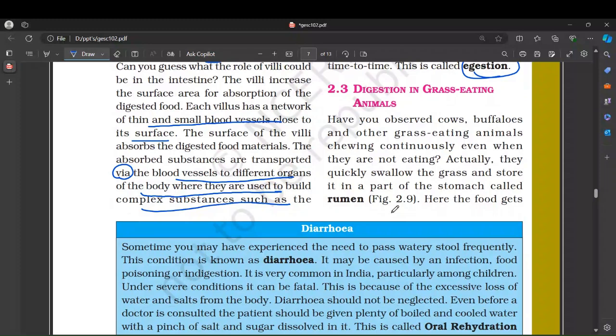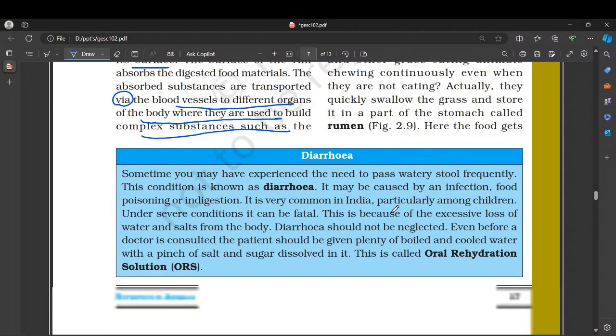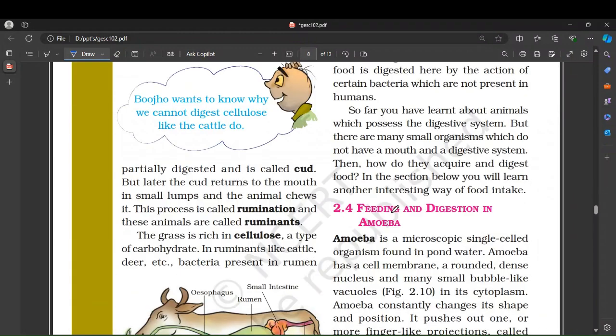Okay, let's continue about digestion in grass eating animals. Have you observed cows, buffaloes, and other grass eating animals chewing continuously even when they are not eating? Yes. So, that is called rumen. Actually, they quickly swallow the grass and store it in a part of the stomach called rumen, and here the food gets partially digested and it is called curd, but later the curd returns to the mouth in small lumps and the animal chews, and this process is called rumination. These animals are called ruminants.